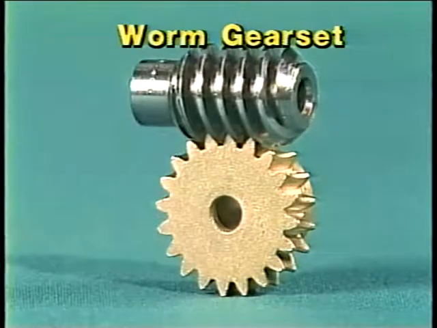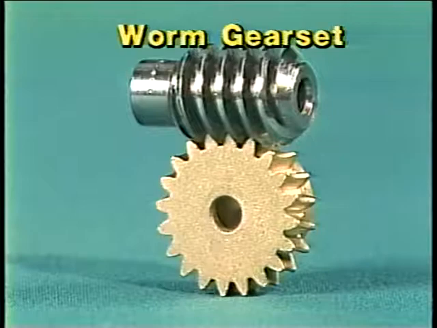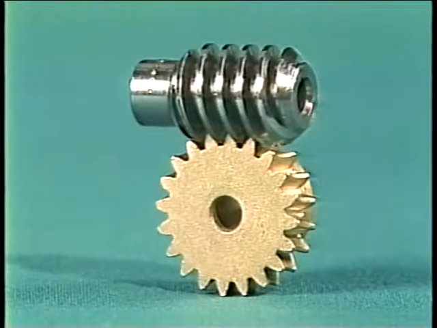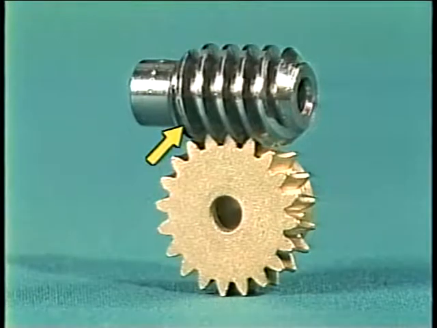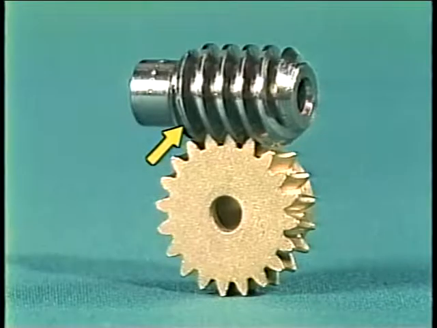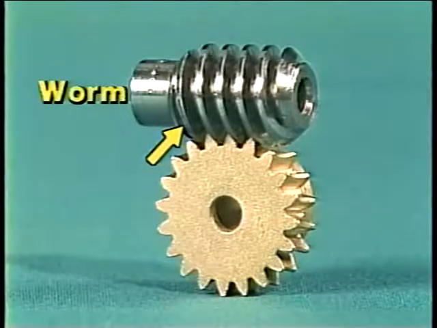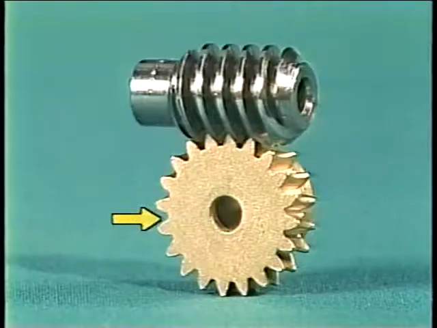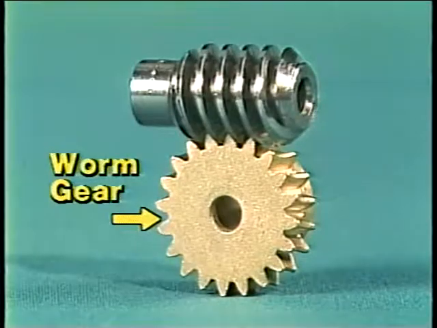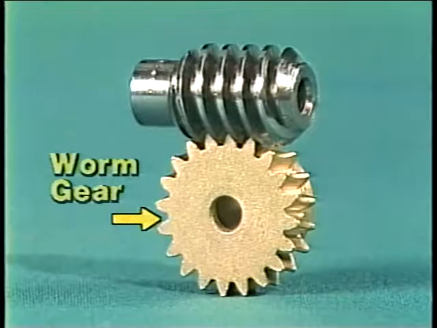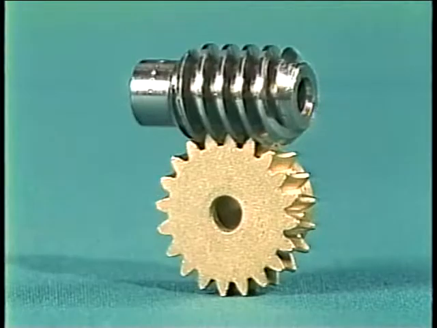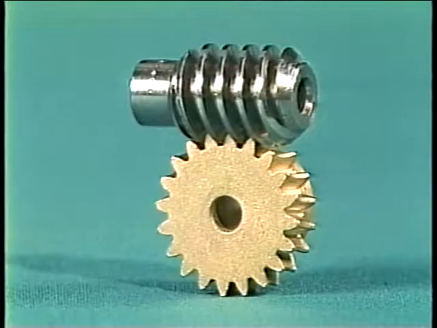Worm gear sets are another type of gear commonly used in machinery. A worm gear set is characterized by one of its members having a screw thread. This part of the gear set is referred to as the worm. The other member of the gear set is called the worm gear, or just the gear, and it looks more like the other gears we've looked at up to this point in the program.